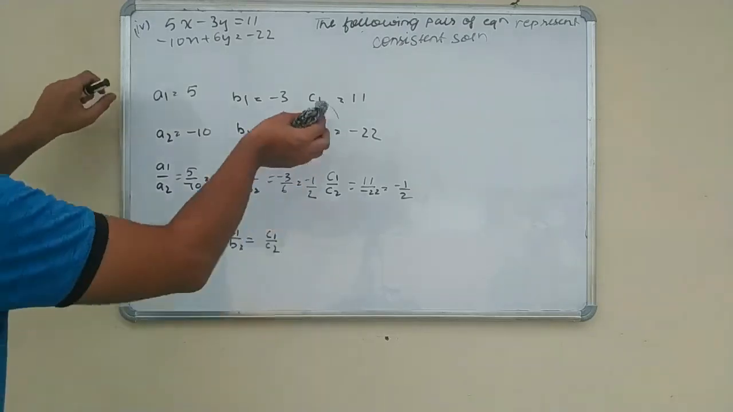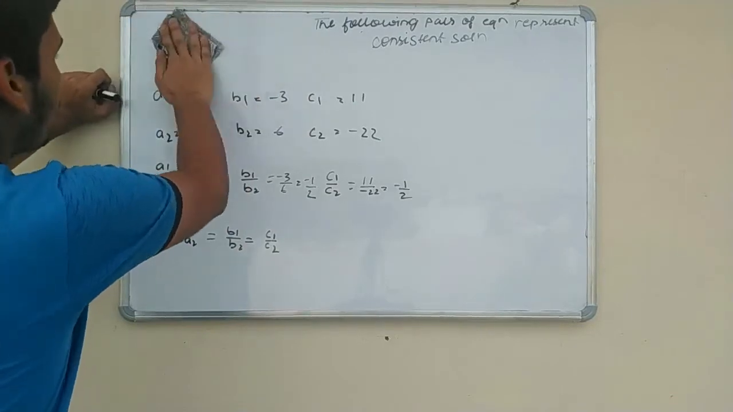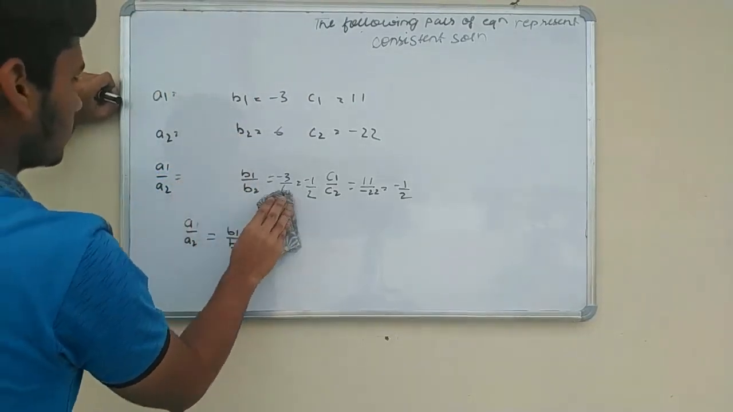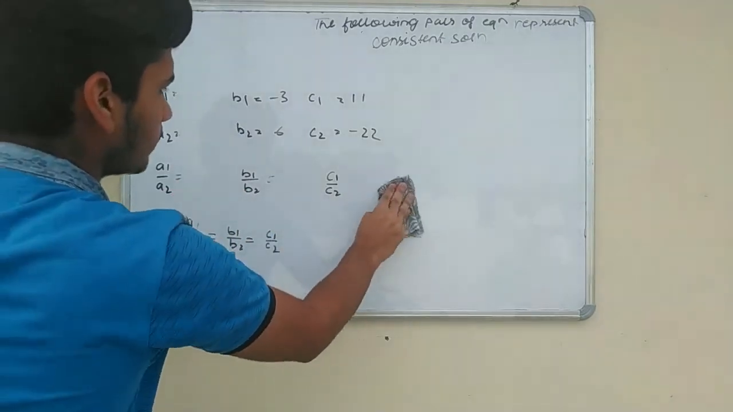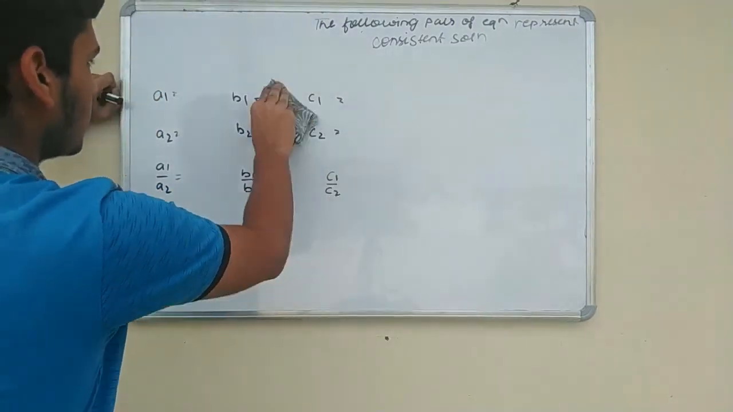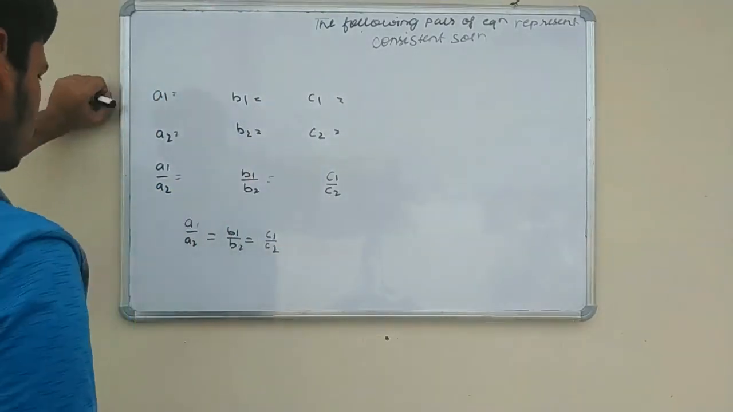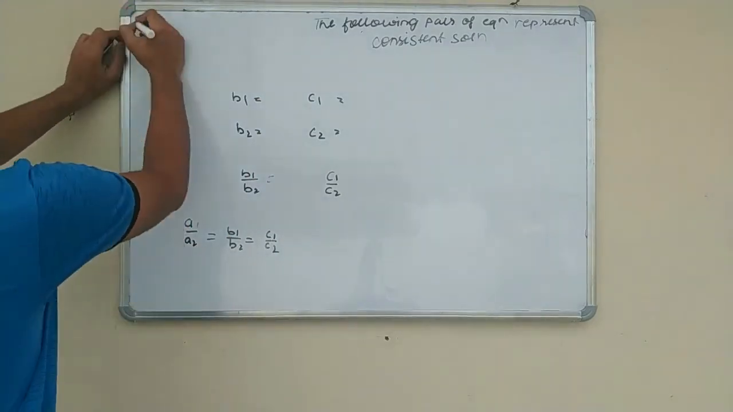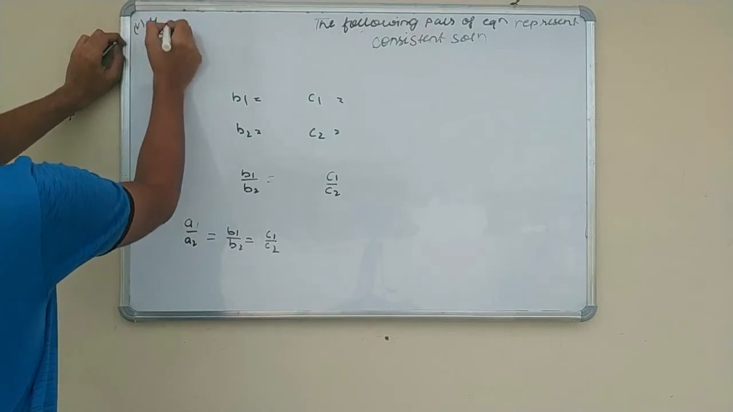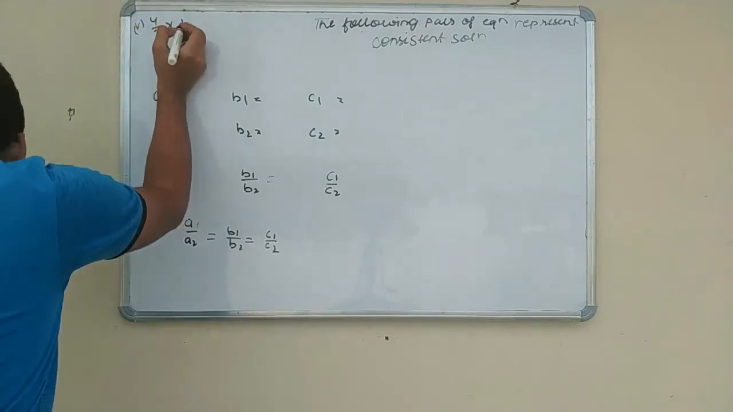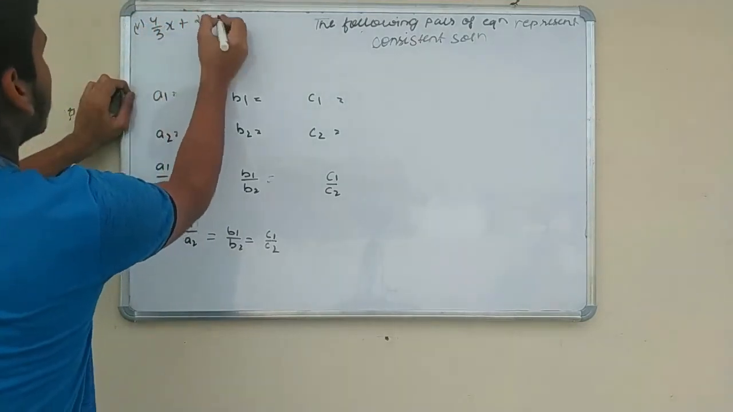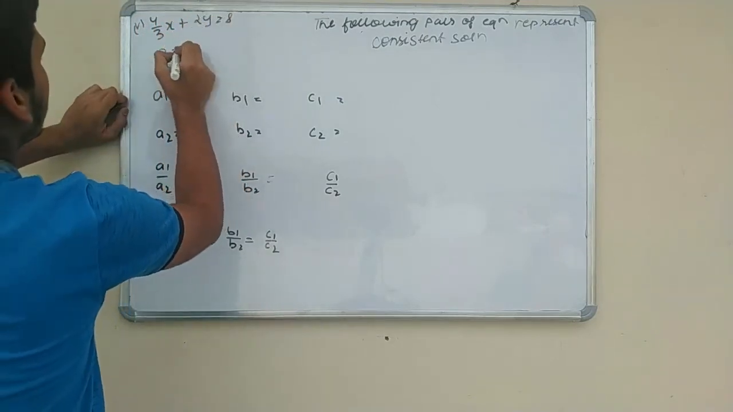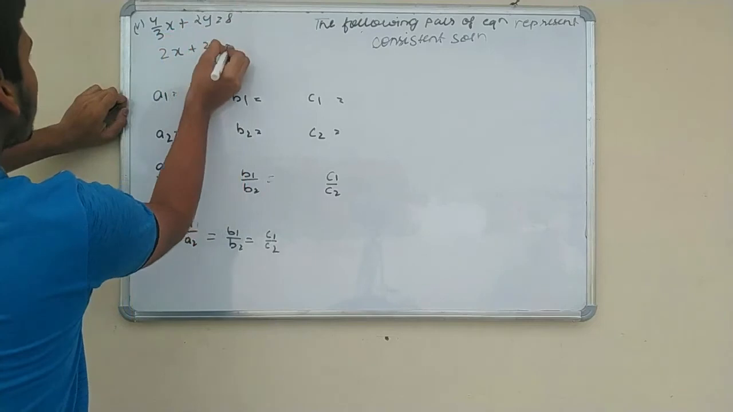Okay, moving on to the fifth part, the last part of this lecture and this question also. The fifth part says 4 upon 3x plus 2y equal to 8, and 2x plus 3y equal to 12.